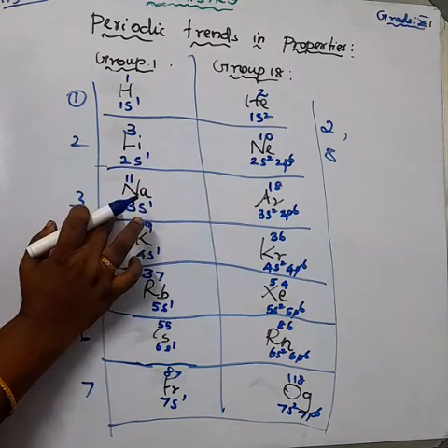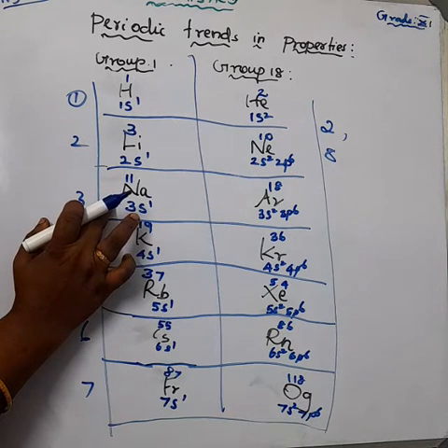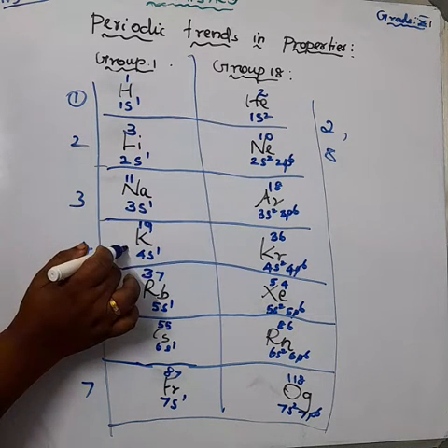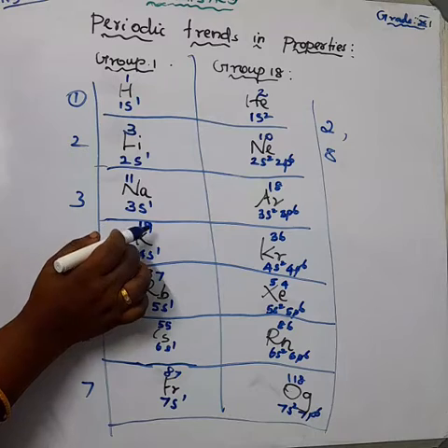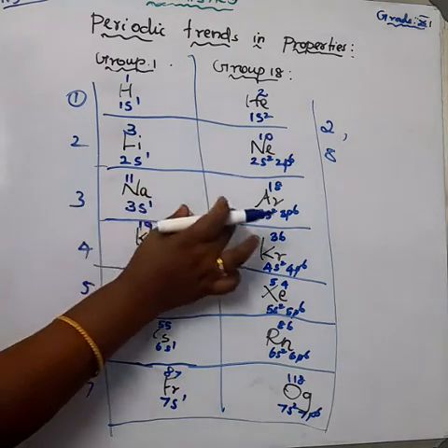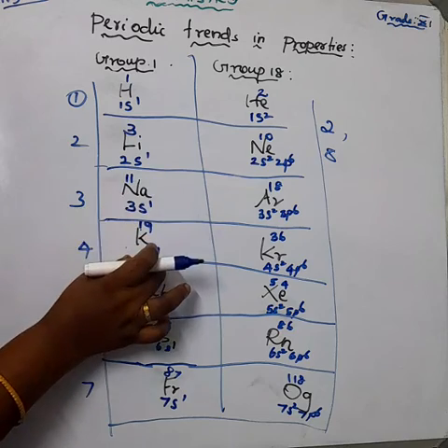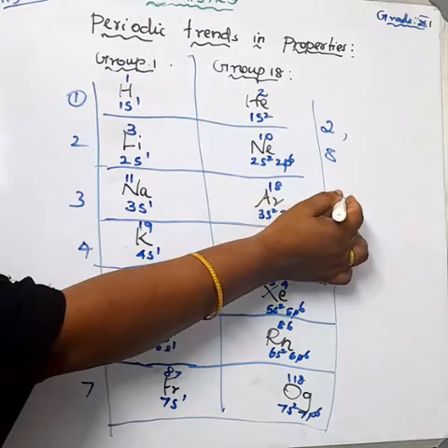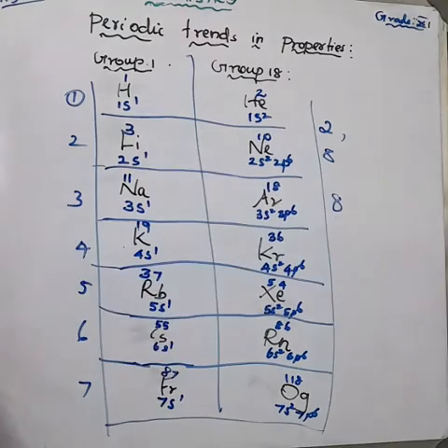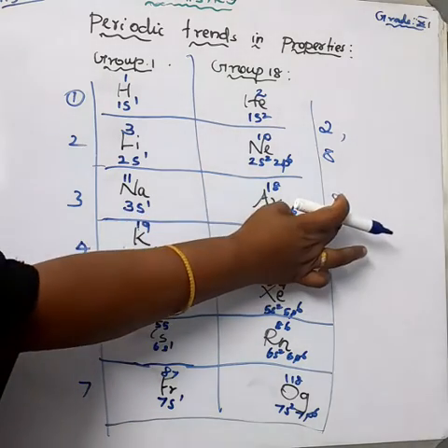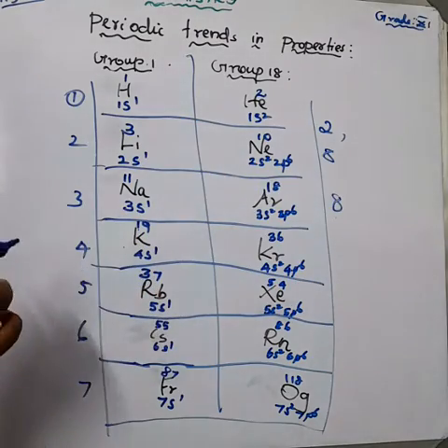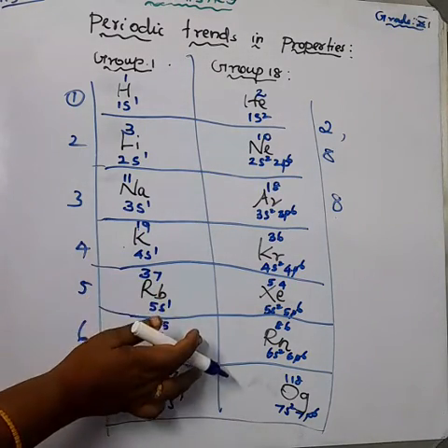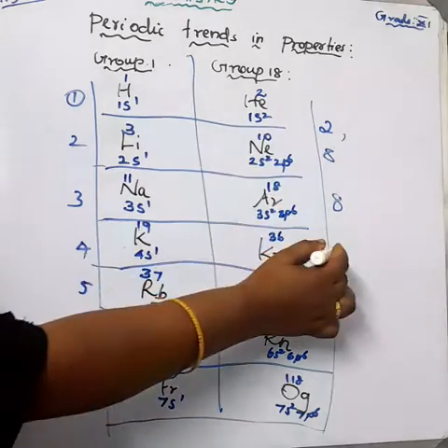Sodium has atomic number 11, and potassium has atomic number 19. Sodium and potassium have similar properties, but these similar properties reappear after an interval of 8 in atomic number. Sodium is 11 and potassium is 19, so how much is the difference? The atomic number increases by 8. This is the regular interval, and this is called the periodicity of properties.